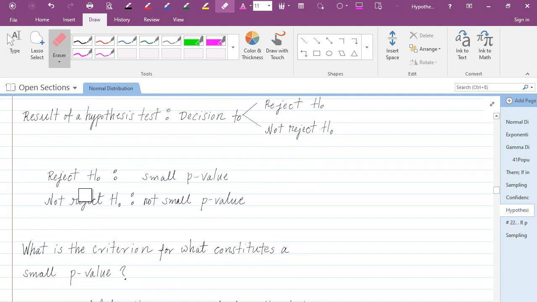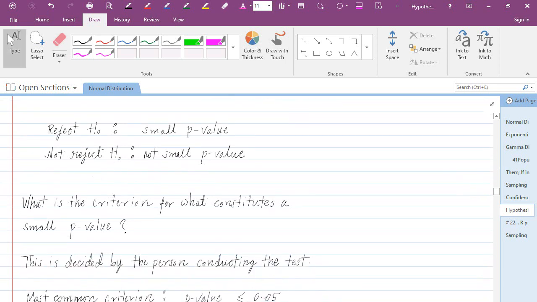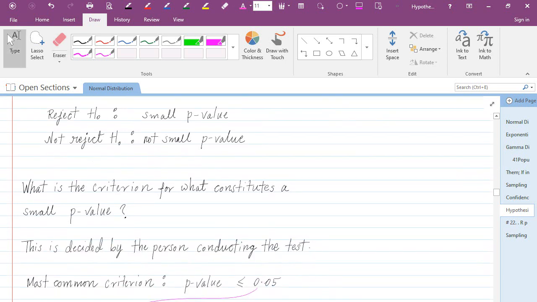So we reject the null hypothesis when the p-value is small. And how small of a p-value you need depends on what standard you set. And we do not reject the null hypothesis when the p-value isn't so small. So the immediate question you should be asking is, what is the criterion for what constitutes a small p-value?